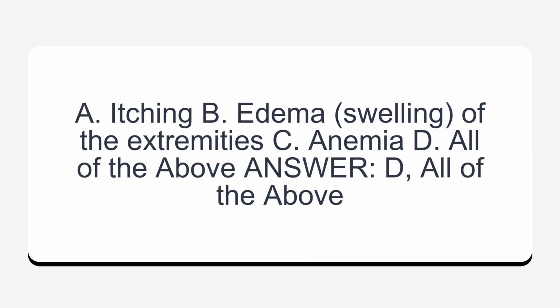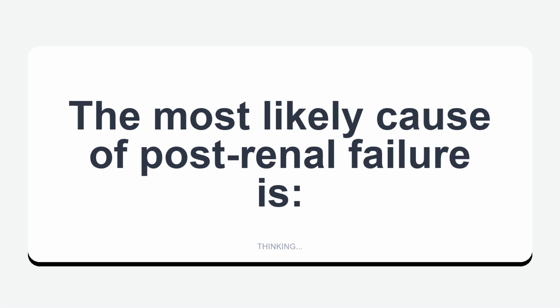Uremia may cause which of the following conditions? A. Itching. B. Edema, swelling, of the extremity. C. Anemia. D. All of the above. Answer: D. All of the above.